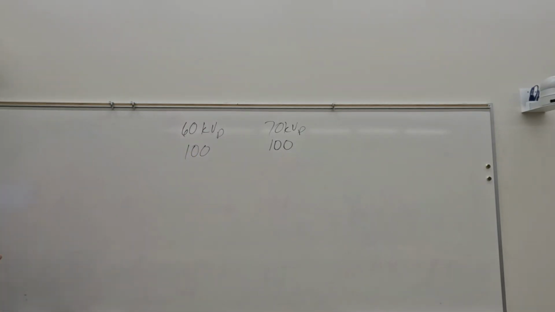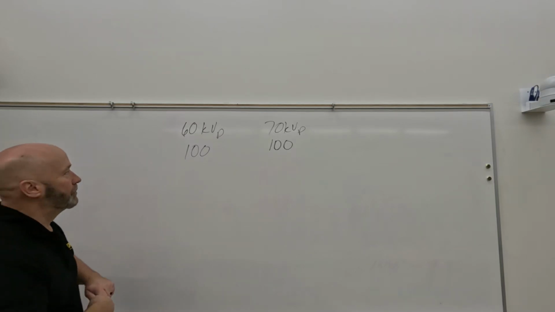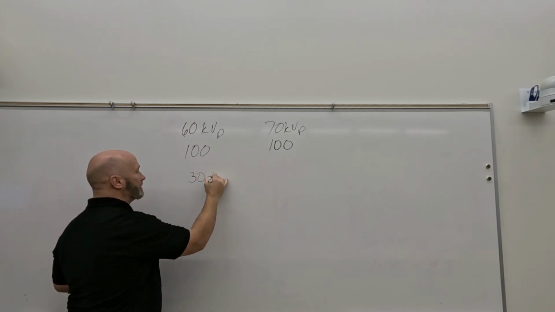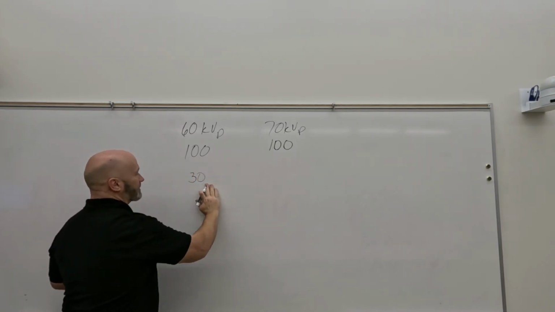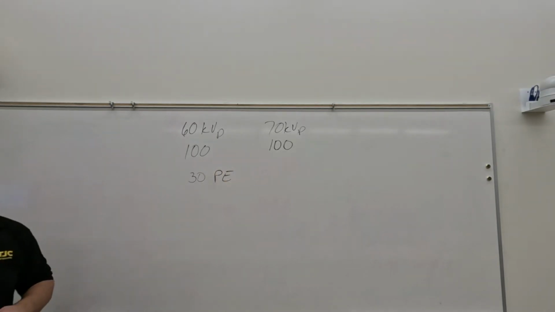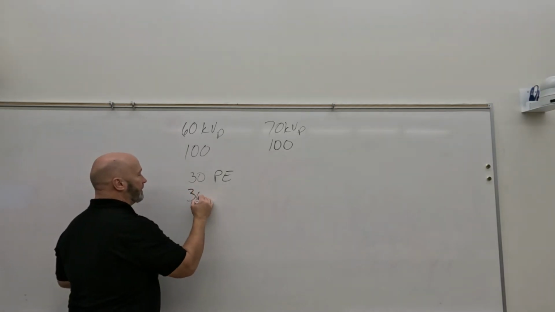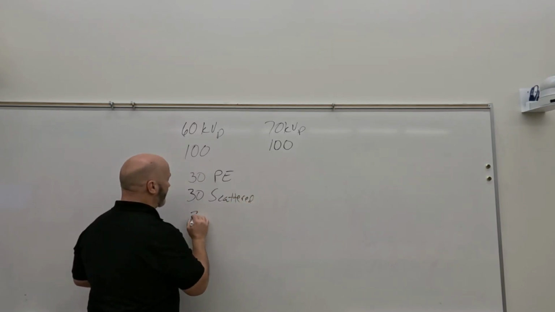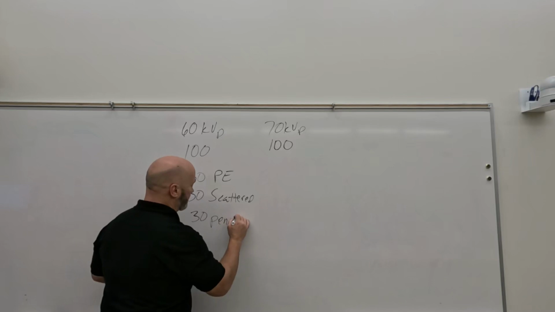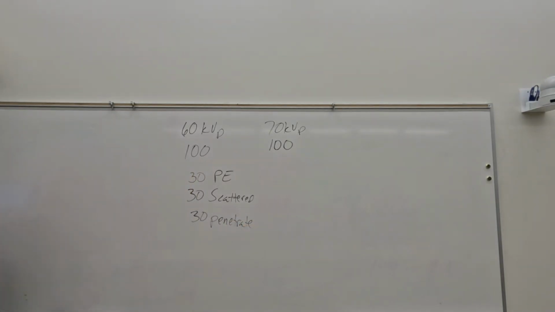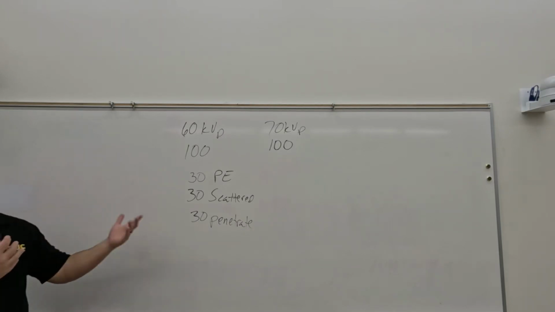Now, you pick the anatomy. It doesn't matter what anatomy you shoot, but let's say in this case, we have 30 photons. Instead of just photons, we'll say 30 interact by PE, which is total absorption, right? 30 are scattered, and 30 penetrate, right? So we've got pretty much an even number here.